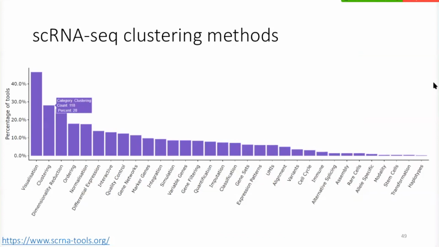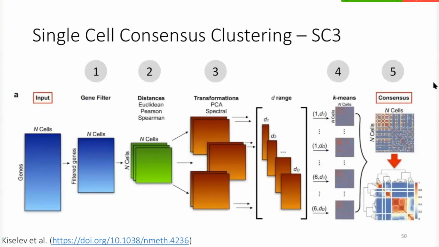I always like to show this one. This is a place where you can look at any package that's doing anything with single cell, and there are already 118 methods to do clustering on single cell RNA-seq data, even more for visualization, but a lot for everything. Just to show you that it's a bit difficult. I'll only show you 2 today out of the 118.